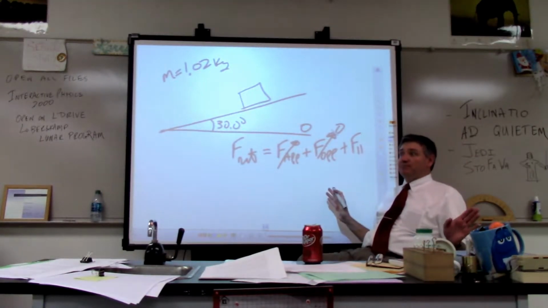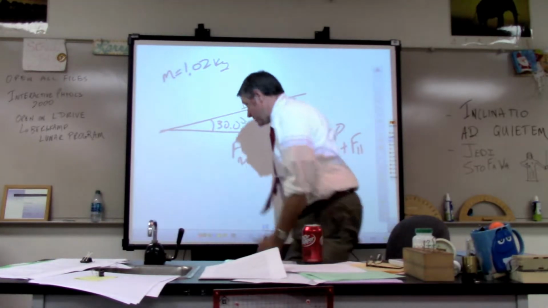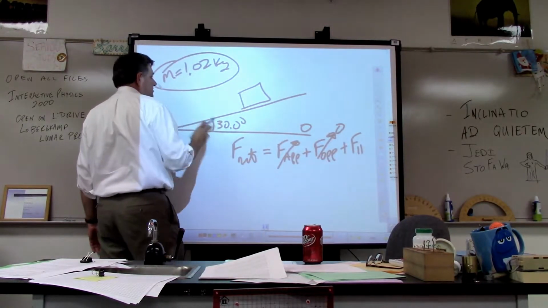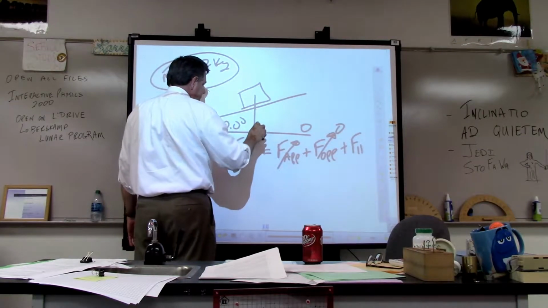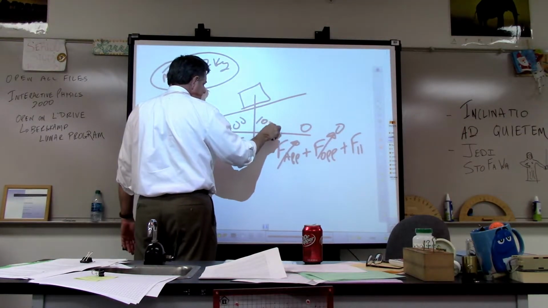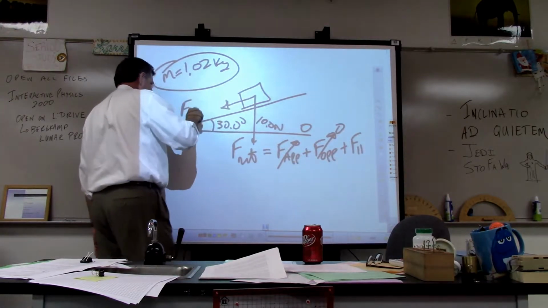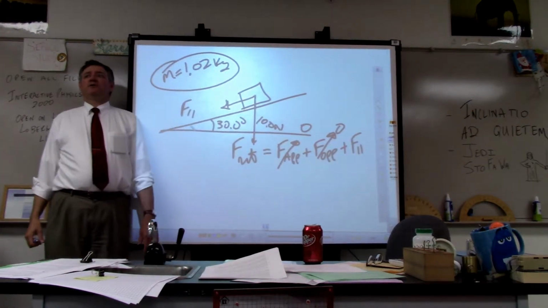So my net force is my parallel force. Okay? Simple. But I don't know what my force parallel is. But I know this is a 1.02 kilogram mass, so I know this is going to be 10 newtons. So how can I get my force parallel? What am I going to do?